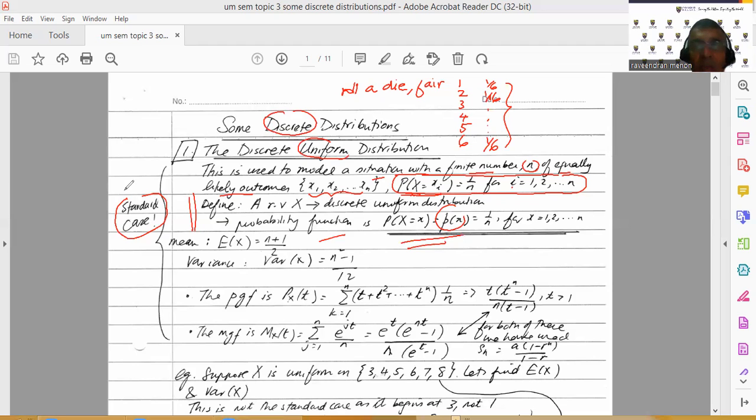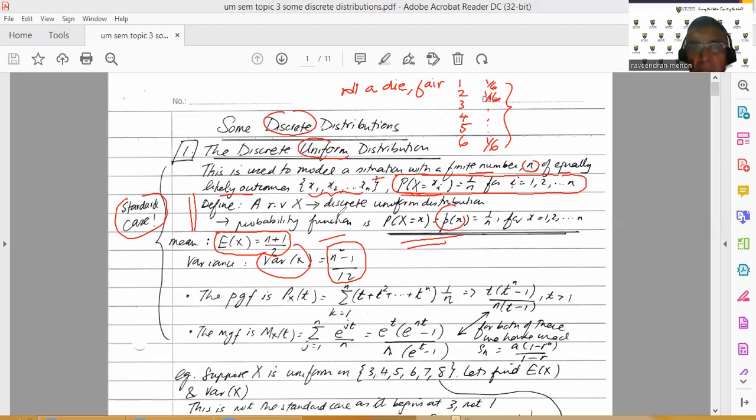The expected value of x is what? n plus 1 over 2. The expected value of x is n plus 1 over 2, and the variance of x is n squared minus 1 over 12. This will come automatically to you when you deal with a discrete distribution. Great. I want to talk about the probability generating function of this random variable.